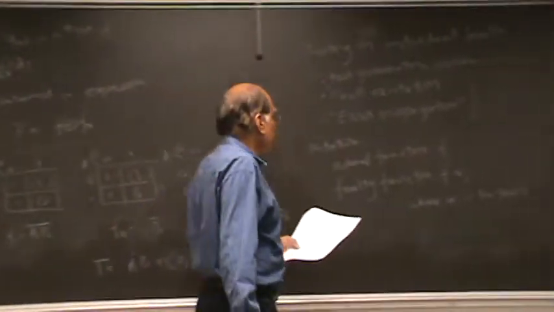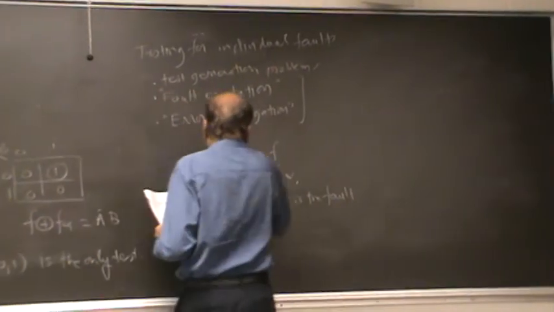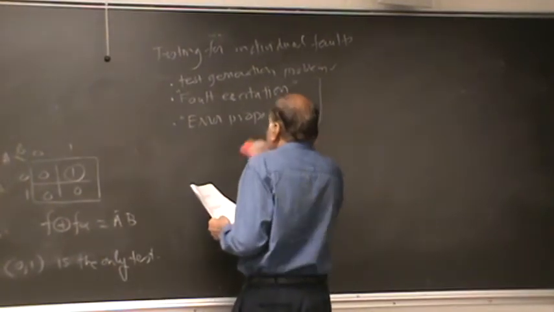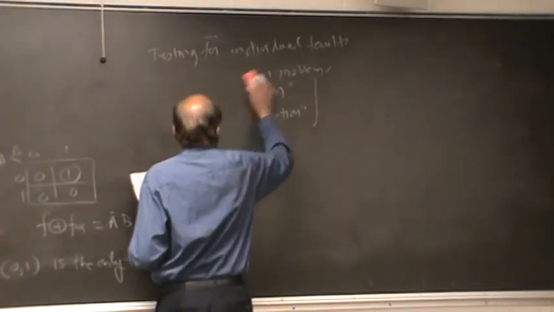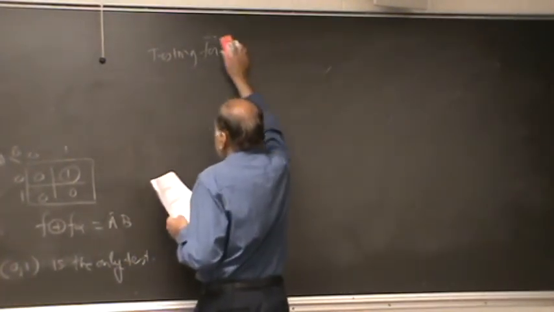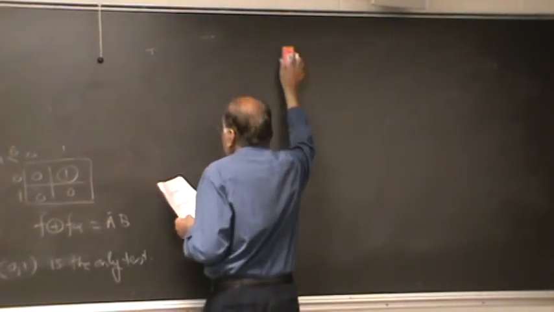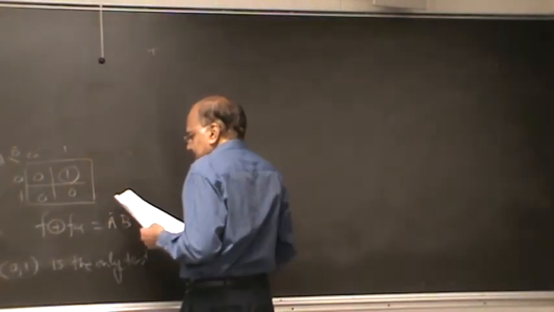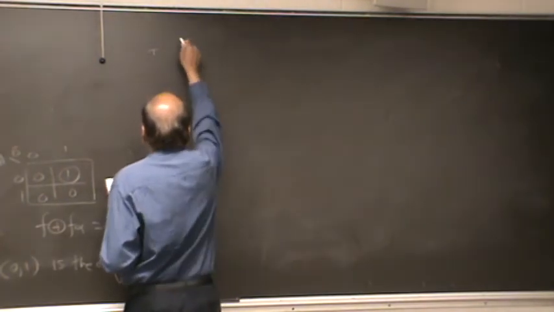Okay, that brings us to the first formal method for test generation using Boolean algebra, and it is called the Boolean difference method.